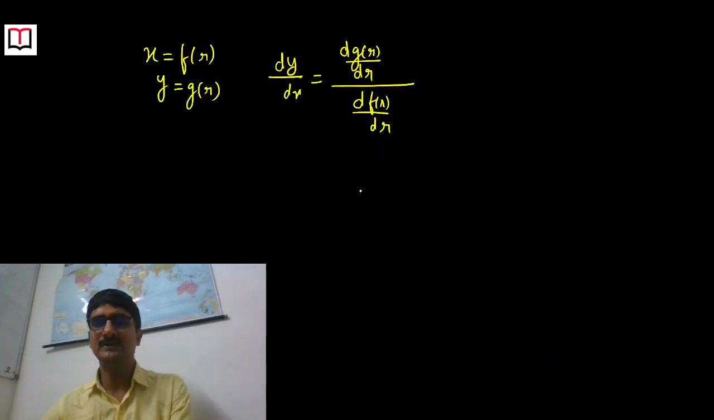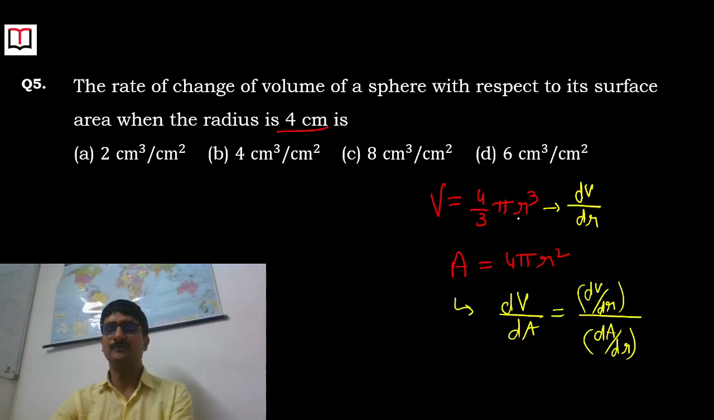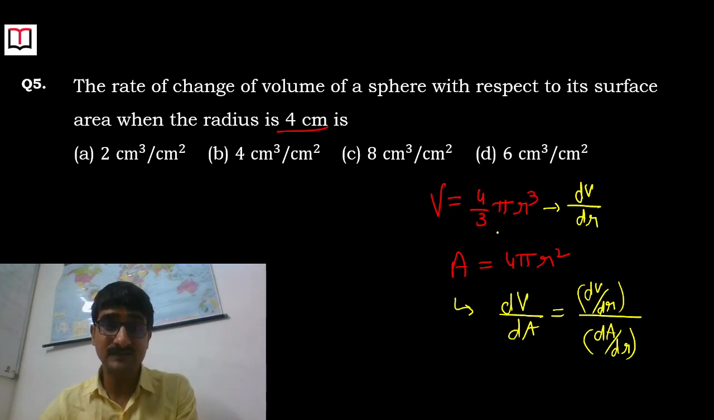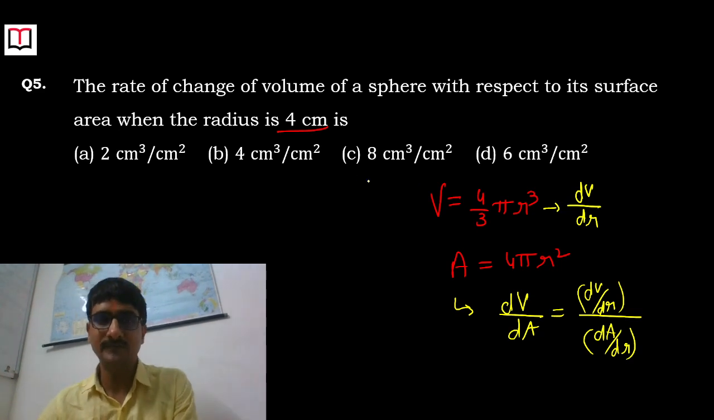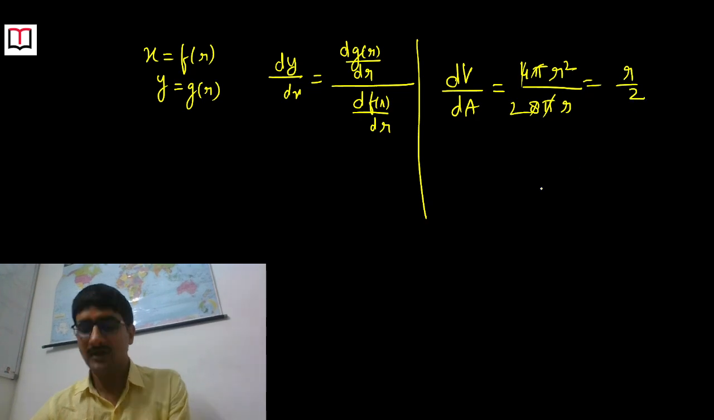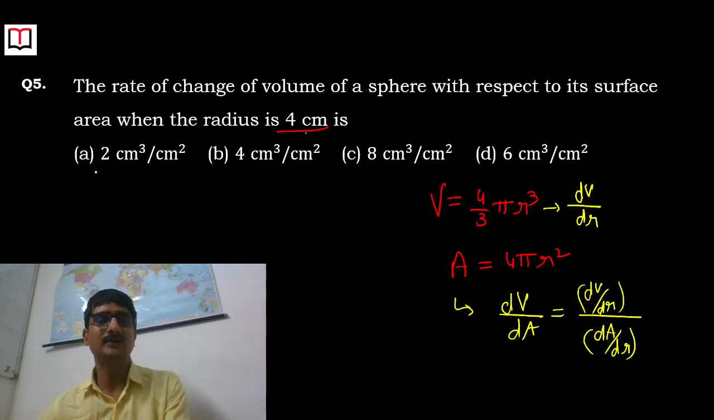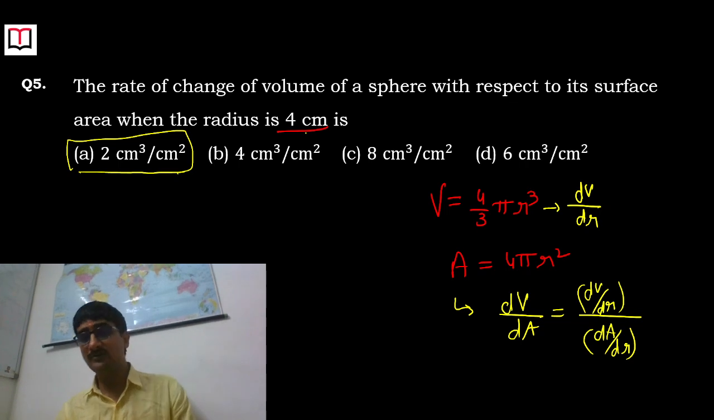Now that's a very simple case. So now dV by dA: volume is 4 by 3 pi r cube, so its derivative with respect to r is, the 3 will get cancelled, 4 pi r square. And then the derivative of A with respect to r is 8 pi r. Pi gets cancelled, this is 2 and this is r by 2, and at the moment when r is 4, so 4 by 2 is 2, centimeter cube by centimeter square, because the unit of volume is cube and area is square. So that's it, question number 6.